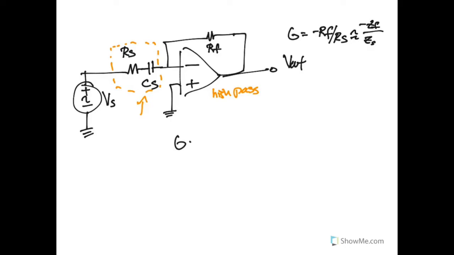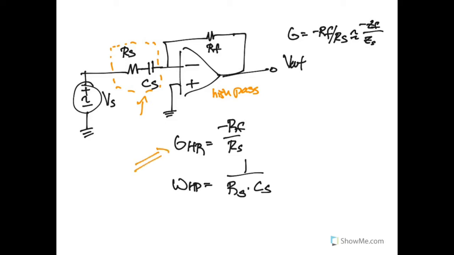And just like before, our gain is going to be controlled by this negative RF over RS behavior, because that comes from our inverting amplifier. And our cutoff frequency is going to be, as always, 1 over RC, where this R and C are the source resistor and the source capacitor. And again, for this particular circuit, we have two independent parameters that we can control. We can control the gain that comes out of the filter, and we can control the cutoff frequency for the filter, and this particular filter is, again, a high-pass filter.